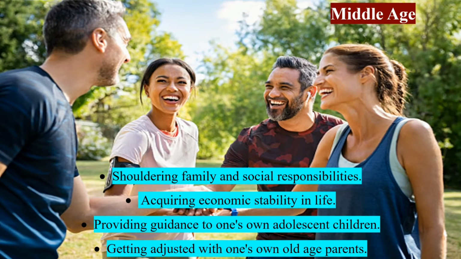So the next one is middle age. In middle age, the shouldering of family and social responsibilities automatically appears on people's shoulders. They acquire social responsibility to spend time, money, and so on for their family, acquire economic stability in life, and provide guidance to one's own adolescent children. Yes, this also happens. And the next one is getting adjusted with one's own old age parents.